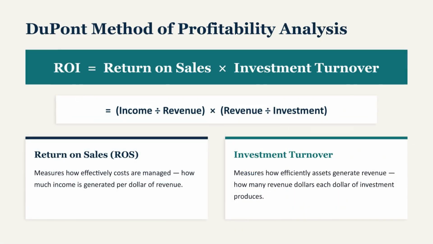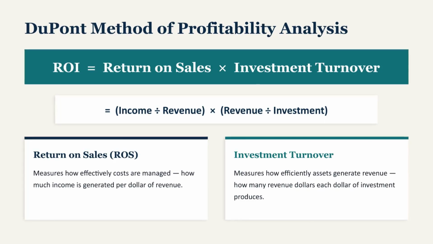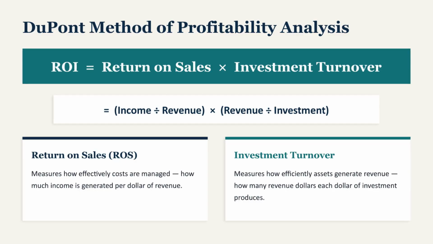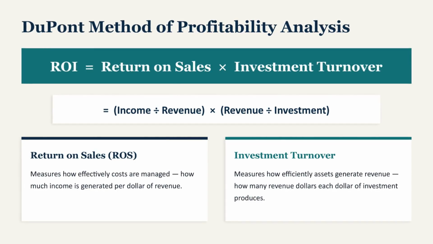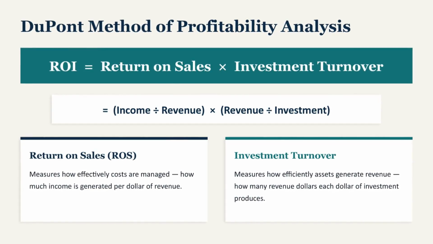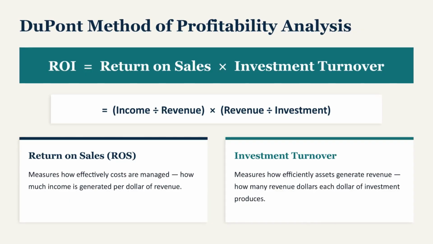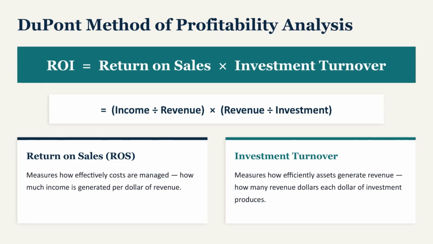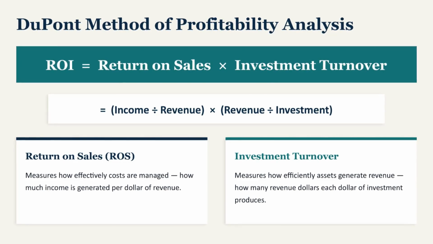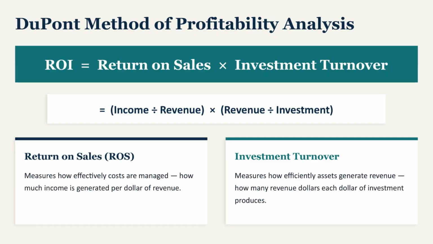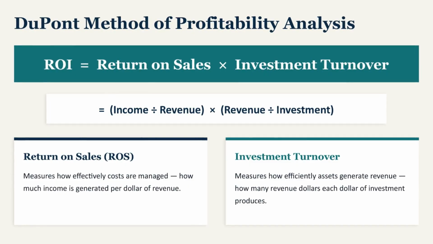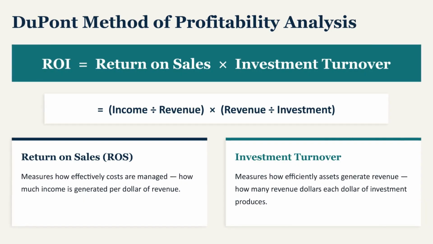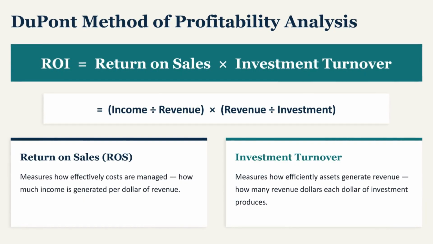The DuPont method breaks ROI into 2 drivers. Return on sales multiplied by investment turnover. Return on sales is income divided by revenue, showing how effectively costs are managed and how much profit each revenue dollar generates. Investment turnover is revenue divided by investment, measuring asset efficiency. By separating margins from asset use, DuPont reveals whether low ROI stems from thin margins or underutilized assets, guiding managers to the right area for improvement.